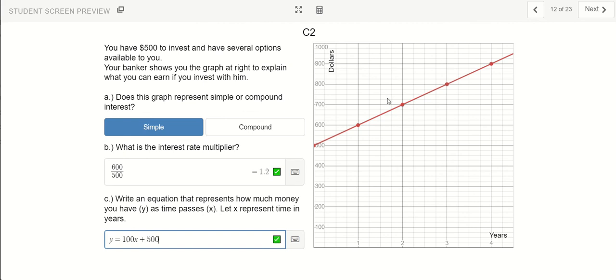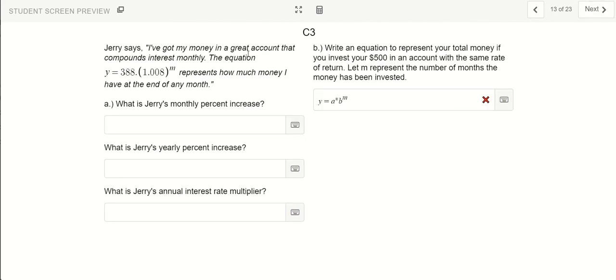All right, C part 3. Jerry says that he has an account that makes this much. So what's his percent increase? 100% plus 0.8, so this is a 0.8% increase. He's earning that every month. For a full year, that times 12 months in the year, he's earning 9.6% every year. So his annual multiplier would be 100% plus 9.6, which would be 109.6. But I need to change this to a decimal, 1.096.